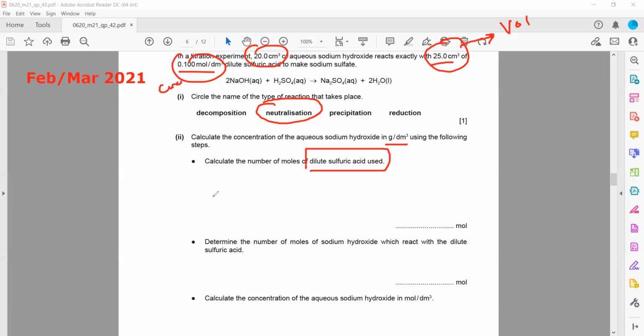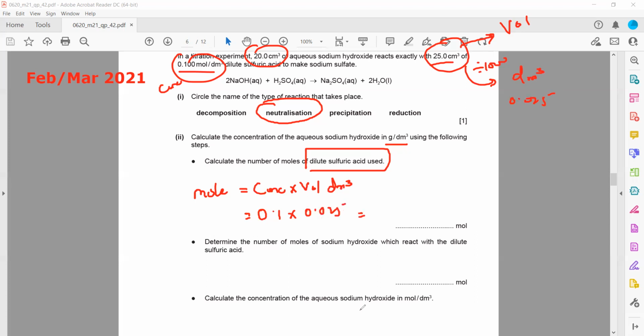So moles equal concentration times volume, and that is for a solution. Because if it was a gas, then it would be volume in dm³ divided by 24. But this is a solution. The concentration is 0.1, but the volume of solution is 25 cm³. Whenever you substitute the volume, it should be in dm³, so we convert cm³ into dm³ by dividing by 1000. So it is 0.025.